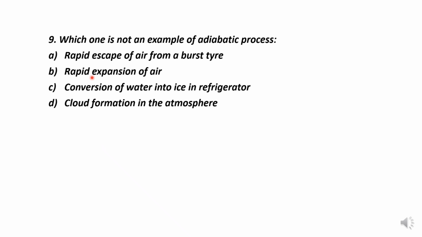MCQ number 9. Which one is not an example of an adiabatic process? A rapid escape of air from a bus tire, rapid expansion of air, conversion of water into ice in a refrigerator, cloud formation in the atmosphere. So, in an adiabatic process, no heat enters or leaves the system. So, option C is the correct option, conversion of water into ice in a refrigerator.